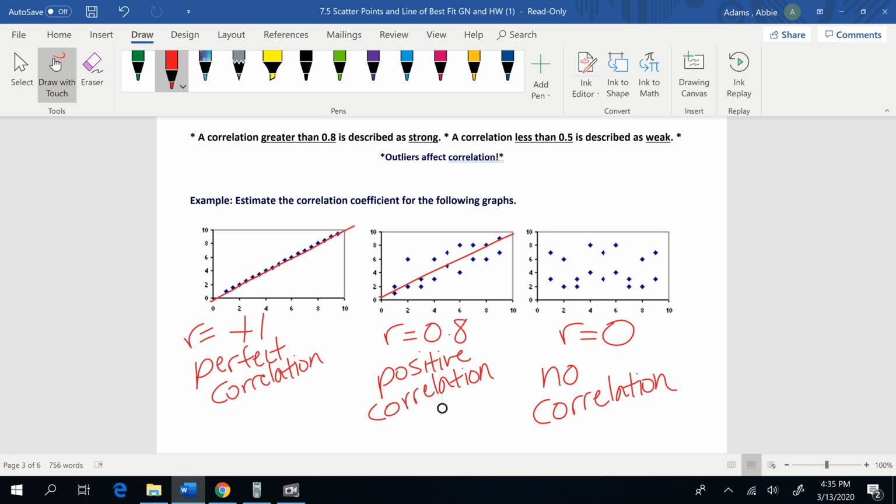Alright guys, so on the next step you will be identifying whether it's a perfect correlation, positive correlation, no correlation, or a negative correlation, and kind of guessing the R values that you think would fit with the graphs.